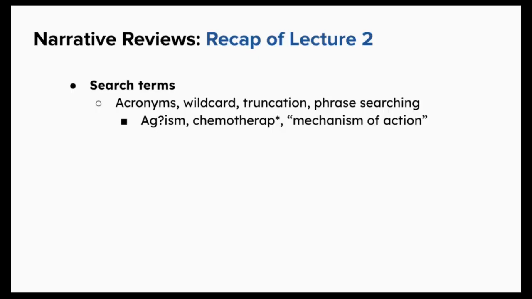Whereas chemotherapy is an example of truncation, if you'll remember, by putting an asterisk at the end of the word, you no longer have to type in each one of the potential different endings to that word. So you see, we might have chemotherapy, chemotherapist, chemotherapies. There are a whole bunch of different potential endings to that word. And you don't know which specific ending is going to end up being flagged in which paper.